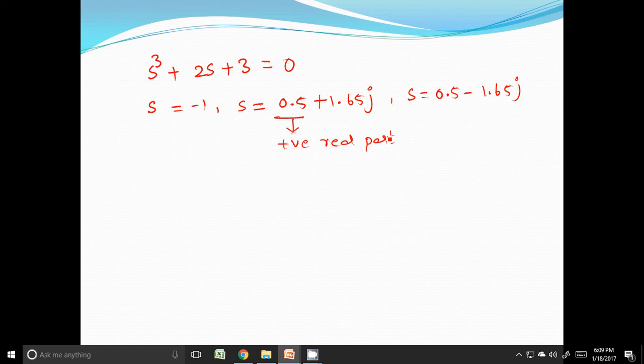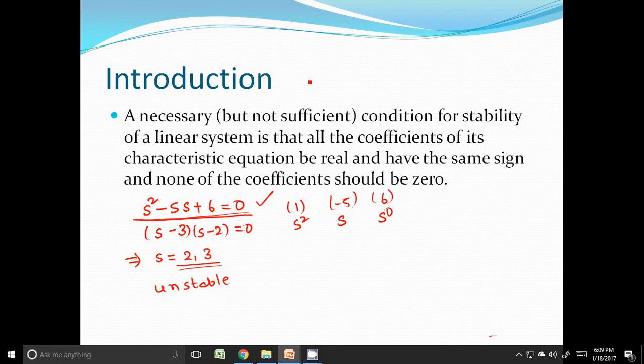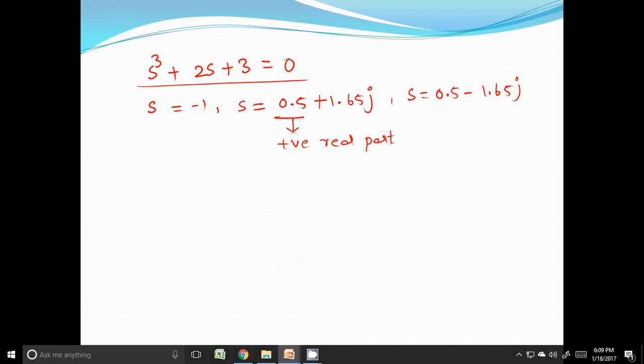So without calculating the closed loop poles, just observe the coefficients of this characteristic equation. Here there is one missing term, the s square term is missing. So directly you can conclude that this system is unstable. So if all the coefficients of the characteristic equation do not have the same sign, or if any one term is missing, then you can conclude that the system is unstable. Okay. Take another example.